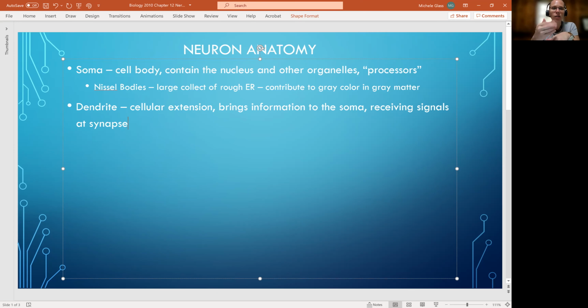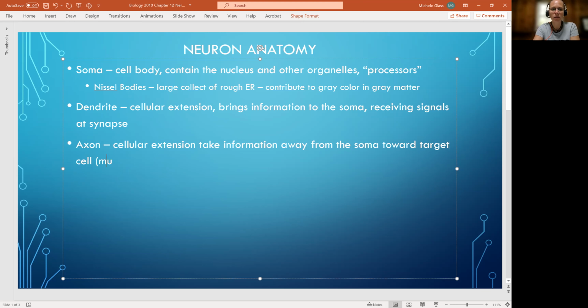So what we're seeing is that other cells are synapsing directly onto the dendrite, and then that information collectively is coming into the soma. The soma then is integrating those signals, processing that information. And then the other key extension that we see is the axon. And so this is the cellular extension that takes information away from the cell body or the soma toward, we're going to call it the target cell. And the target cell is the cell that we're synapsing with.